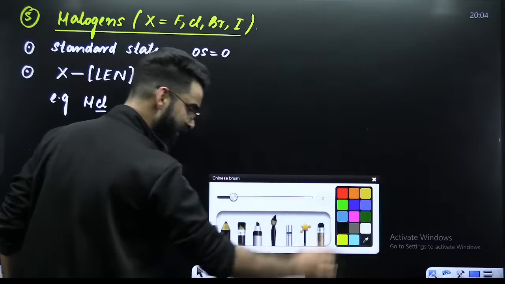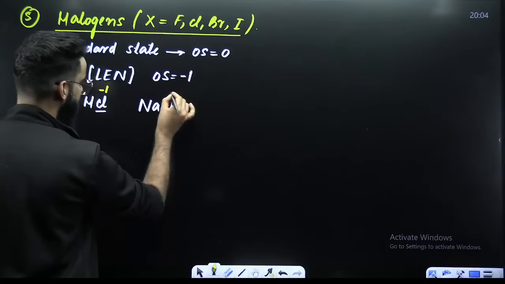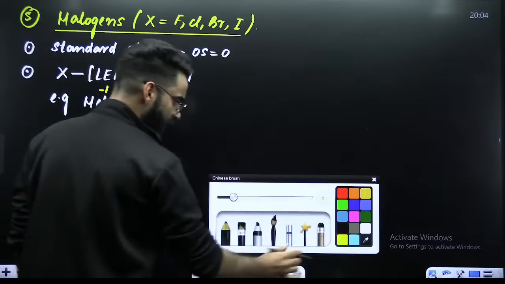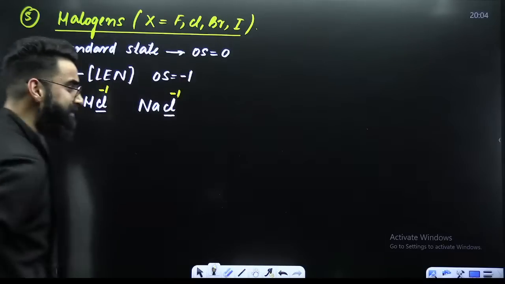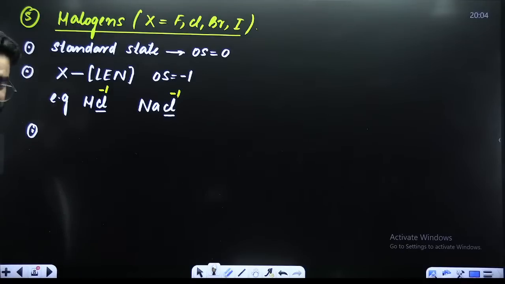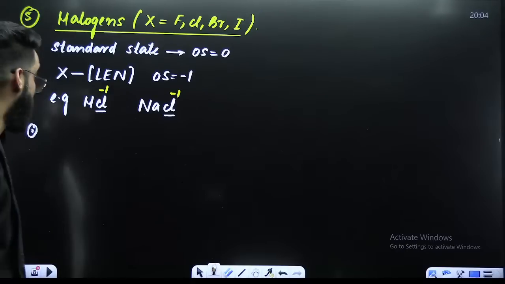And whenever you see halogen attached to less electronegative element than itself, the oxidation state of halogen will be taken as -1. Now the point is, does halogen show positive oxidation state? Can halogen show positive oxidation state? The answer is yes. Halogen shows positive oxidation state.